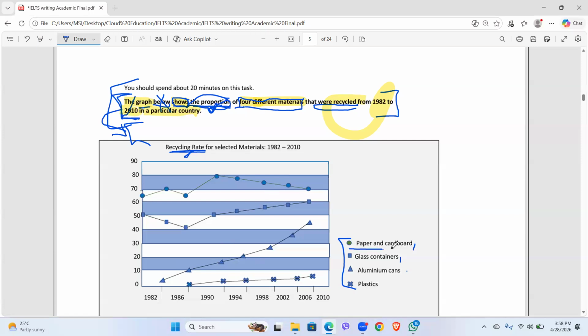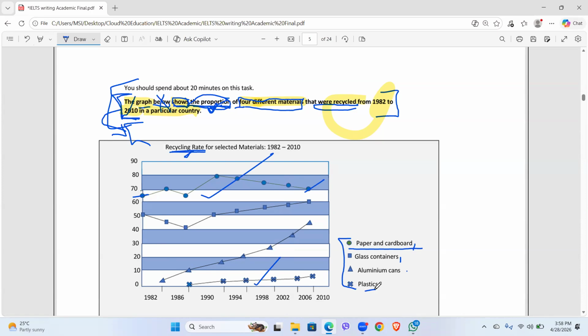Paper and cardboard, right? Yeah. Starting from 65%, ending at 70. Others are less than 65. It means the highest is this. What is the lowest? This, plastics. Plastic. Yes. And what else?